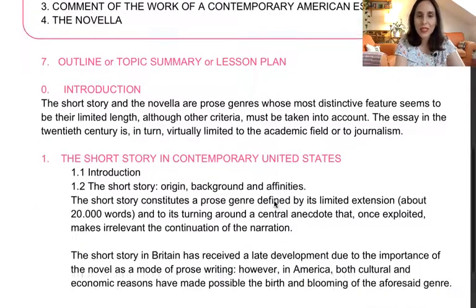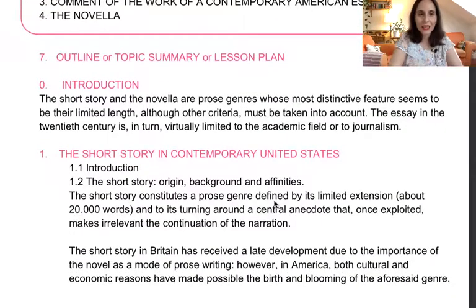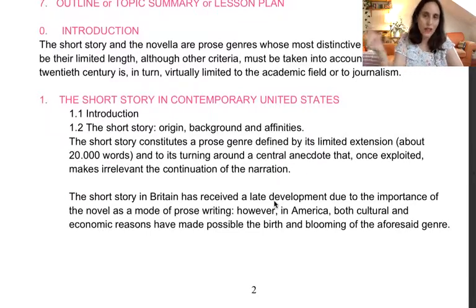The short story in contemporary United States. Then you would have to say something in the introduction, and then I'll tell you something else. The short story origin, background, and affinities is very similar to the one that I have already read when we were doing the short novel in Britain, when we did also other writers in Irish literature and so on. So you can also go and check other units that we already have seen together.